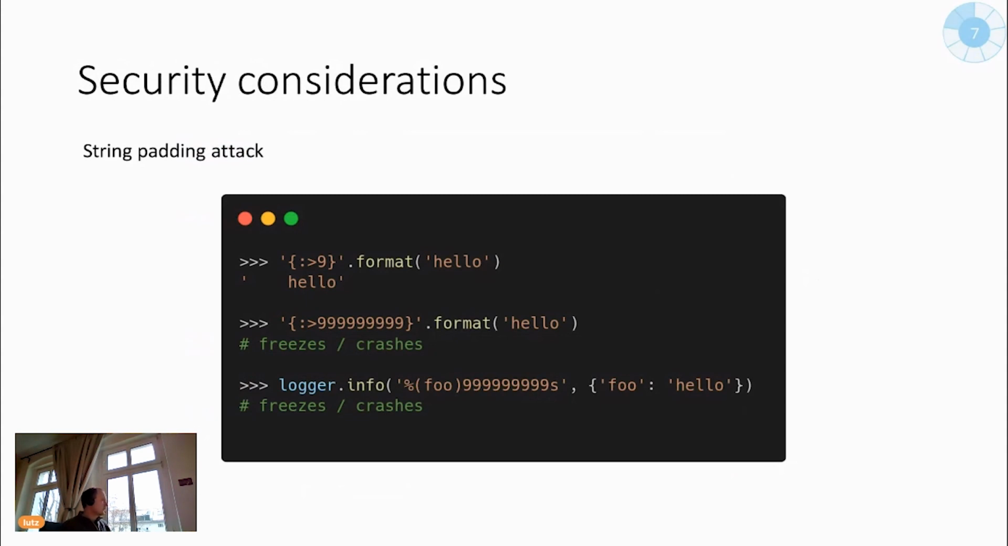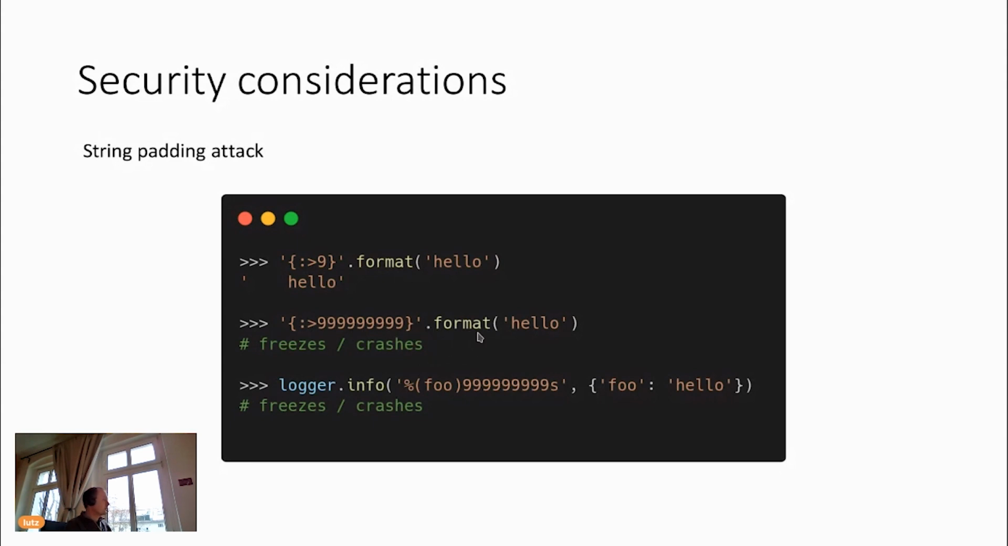Okay, then I want to very quickly talk about security considerations. Let's say you have a string you want to format with a method. There are these format specifiers, and here in this case you add some white space to the string to pad it to 9 characters. The problem is that you can make this number arbitrarily large, and so in this case you would actually print more than 1 gigabyte of white space. The program freezes for quite a long time, and then it might crash depending on how much memory you have available.